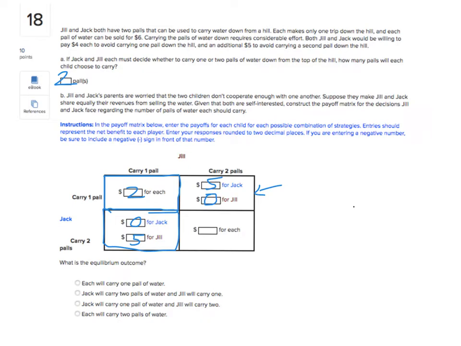And then finally, if they each carried 2 pails down, they'd have 4 pails total, $24 total, divided by 2, so that's $12 each. They would have each spent 4 bringing the first one down, 5 bringing the second one down, a total of 9, so their net would be $3 each.